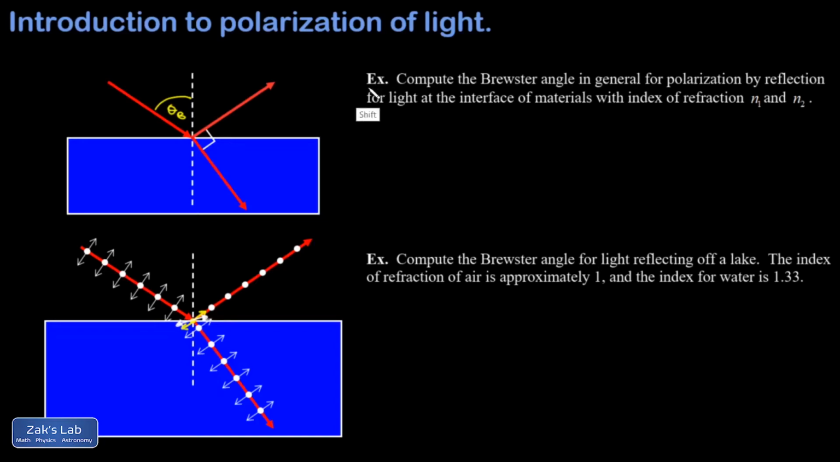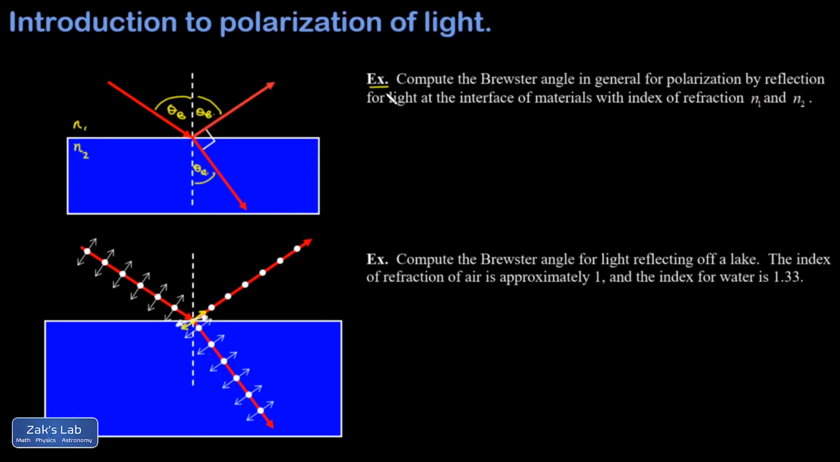Let's look at a couple quantitative examples with the Brewster angle. In the first one, we want to compute the Brewster angle in general for polarization by reflection for light at the interface of materials with index of refraction N1 and N2. So the first thing I do is apply the law of reflection, and I realize the reflected angle is equal to the incident angle. And then I'm going to label the refracted angle.